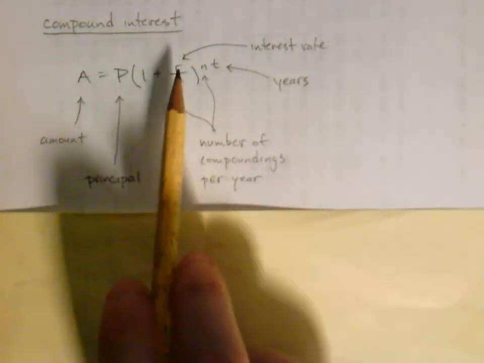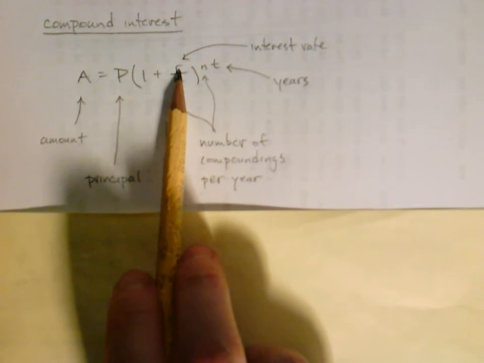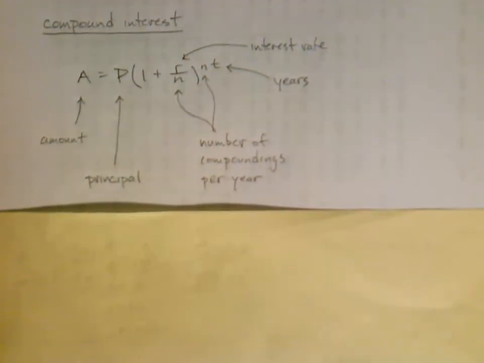r is your interest rate. Usually they tell us in the problem r as a percentage, but we want to convert that to a decimal before we plug it into the formula. We'll see that in a moment.